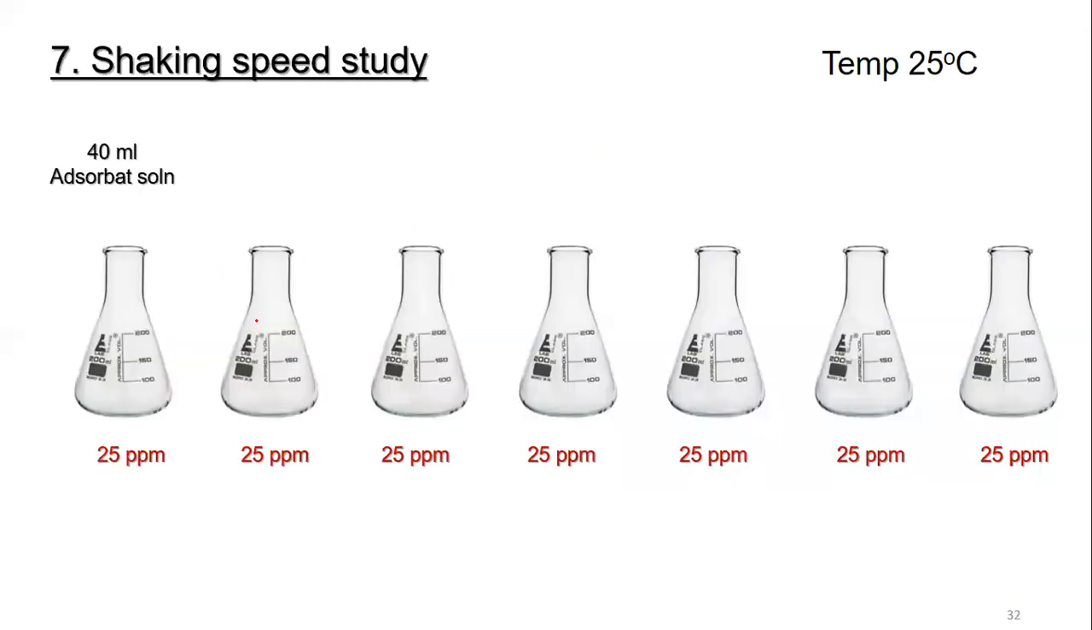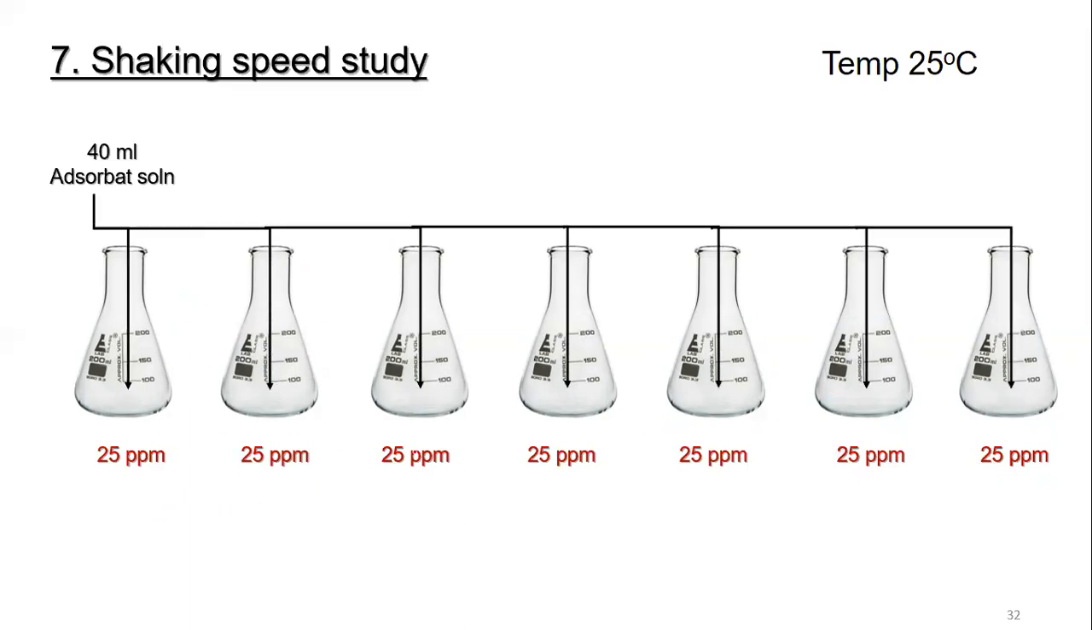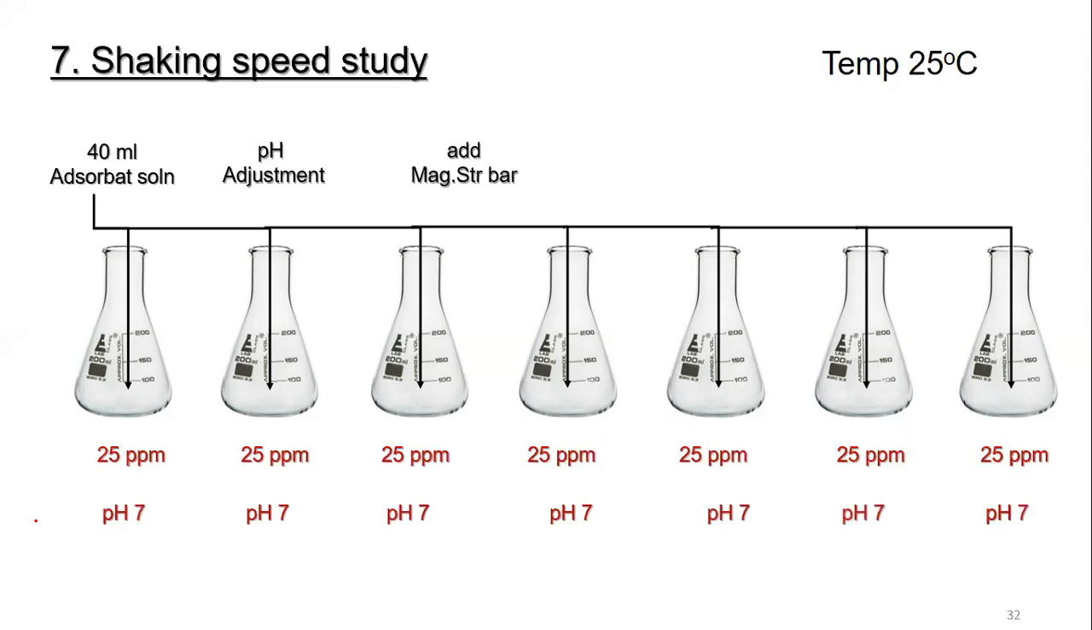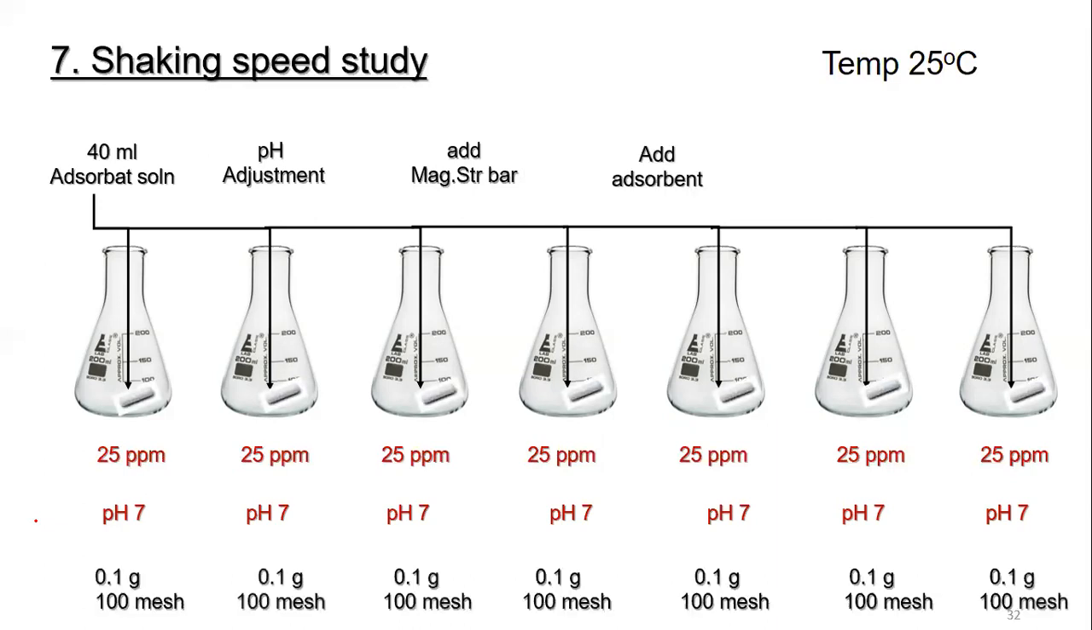Okay, then the last one is our shaking speed. For the shaking speed, we have to take the flask and put 40 ml of 25 ppm solution. 25 ppm is our stock solution, that is the pollutant we want to remove from the water. Then we do the pH adjustment, which we know is pH 7, and then we add a magnetic stirrer bar, and then we add our adsorbent in every one. We know that now 100 mesh is our optimum one, so we added 0.1 gram of 100 mesh in every flask. The temperature is 25 degrees centigrade.